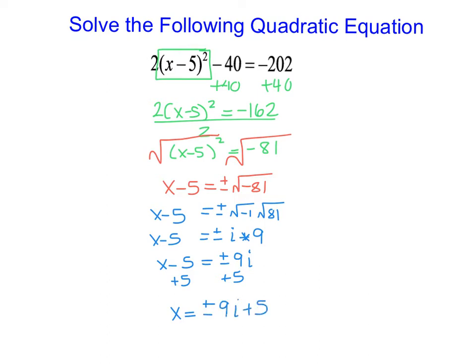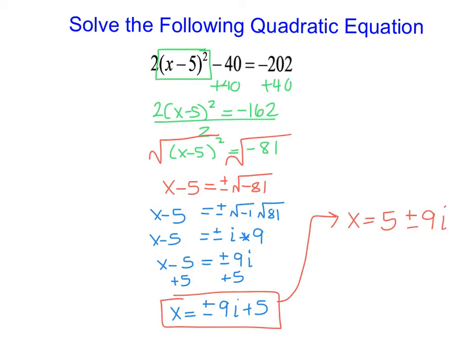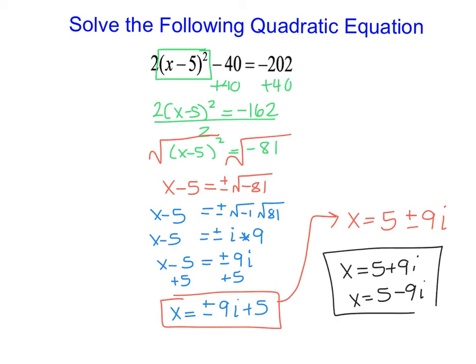Now, typically if we write this complex number that we see here in standard form, you would write this with the real part first. So it would be x equals a positive 5 plus or minus 9i. That's really the better, more accepted math way to write it. And then if you like to write this as two separate answers, you could write this as x equals 5 plus 9i, and then x equals 5 minus 9i. So those are the two complex solutions that we have to this original quadratic equation.